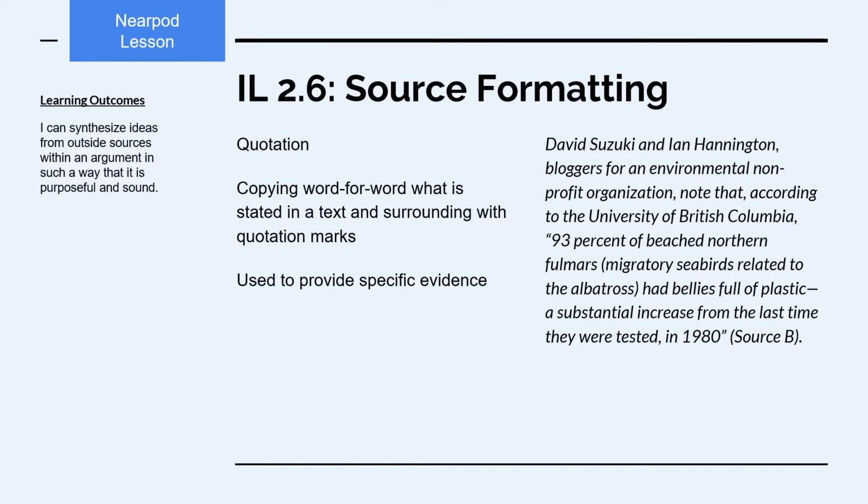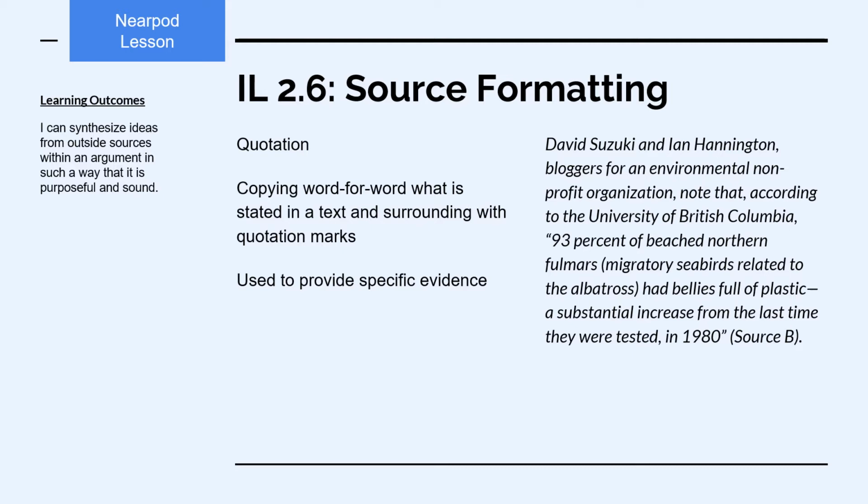Direct quotation evidence is where you copy word for word what is stated in a text and surround that with quotation marks. Direct quotation evidence is used to provide specific evidence to back up your ideas or however else you're using it to further your argument.